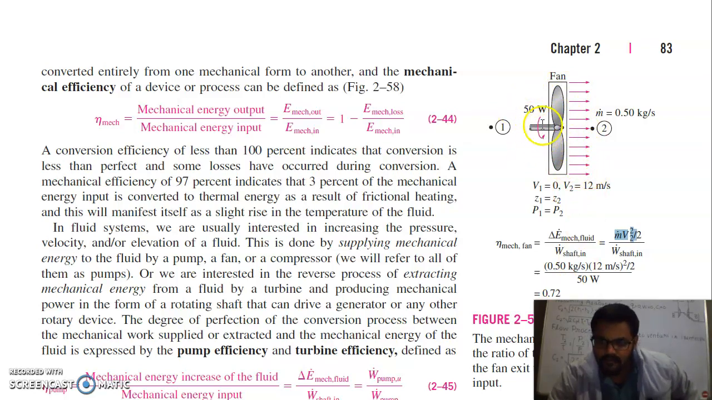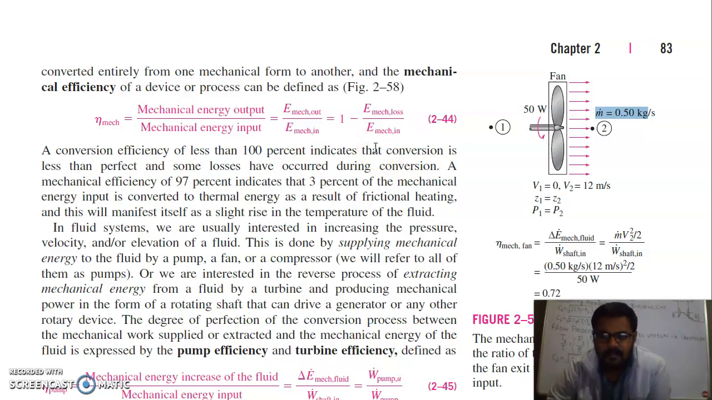Out of 50 watt, if you multiply 50 watt by 72%, that amount of energy is transferred to the fluid, and the fluid has the moving velocity. A conversion efficiency of less than 100% indicates that the conversion is less than perfect and some losses have occurred during conversion. So as we know, 100% conversion of one form of energy to another is not possible.